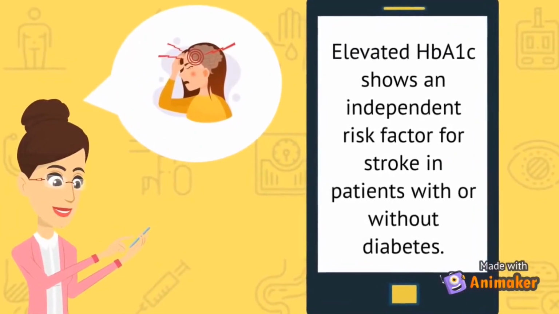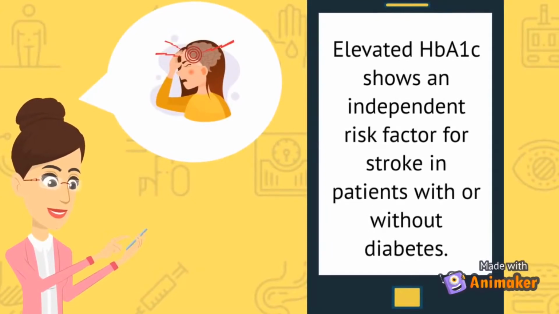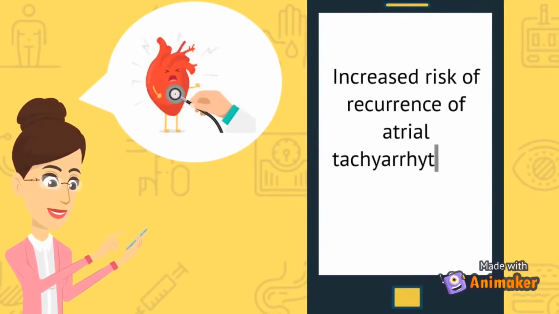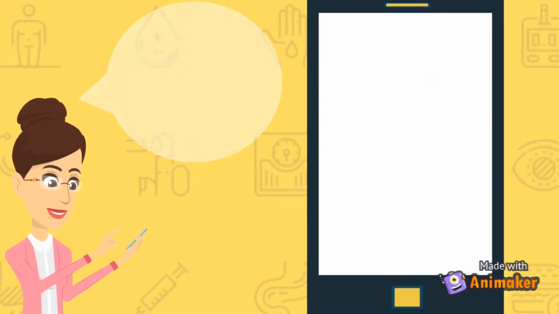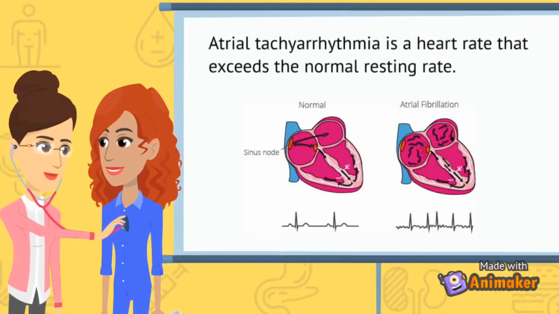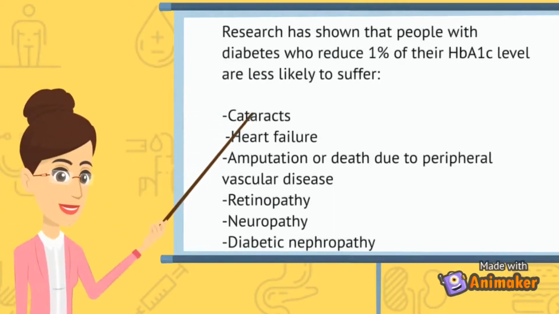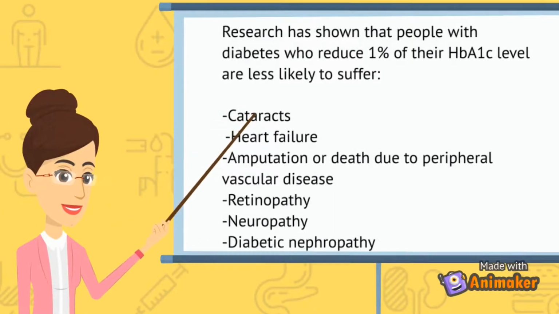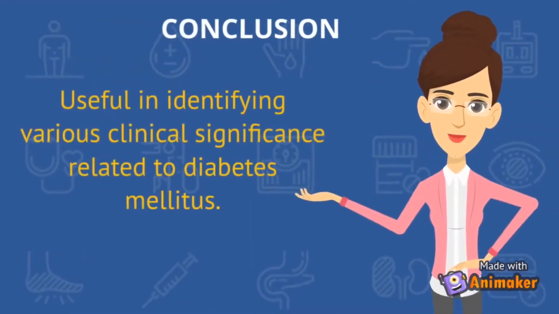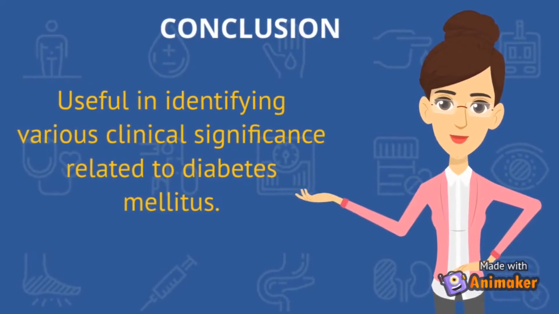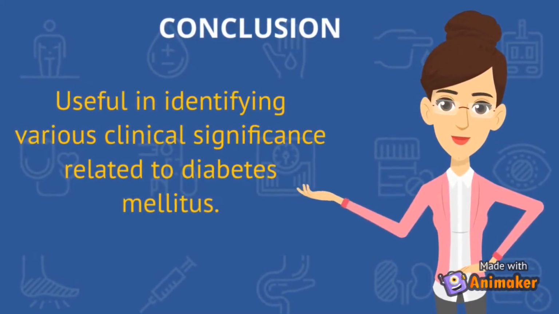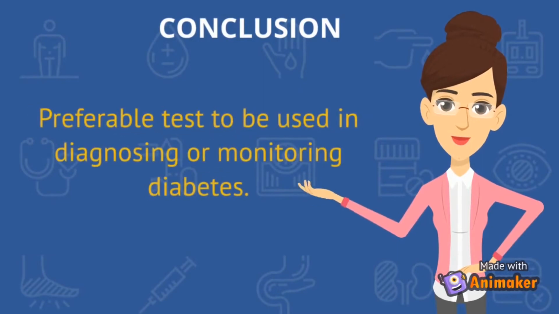Elevated HbA1c is related to independent risk factors for CHD and stroke in patients, and an increased risk of recurrence of atrial tachyarrhythmia, which causes the heart rate to exceed the normal resting rate. Reducing HbA1c by 1% in diabetic patients makes them less likely to suffer cataracts, heart failure, amputation, and microvascular complications. HbA1c can be useful in identifying various clinical significance related to diabetes mellitus. Thus, it is the preferable test to be used either for diagnosing or monitoring diabetes.